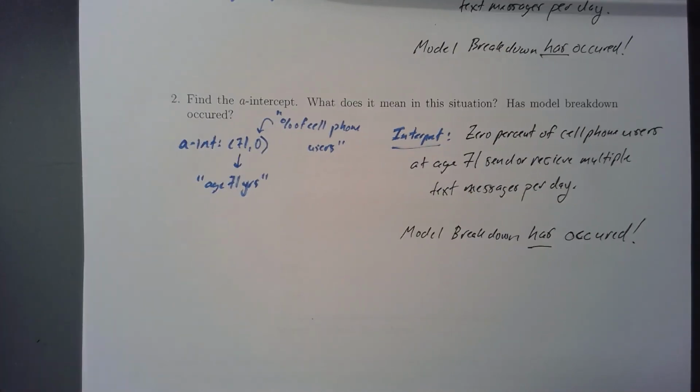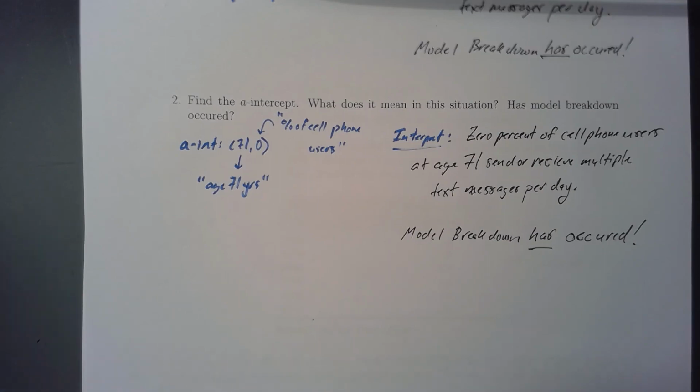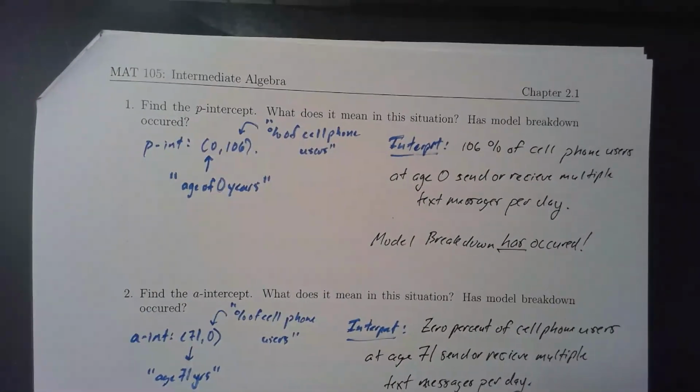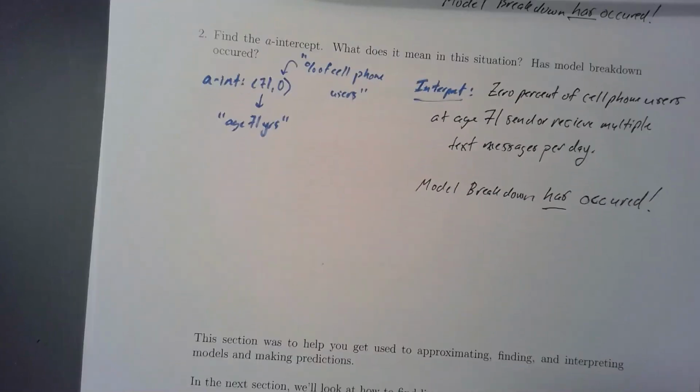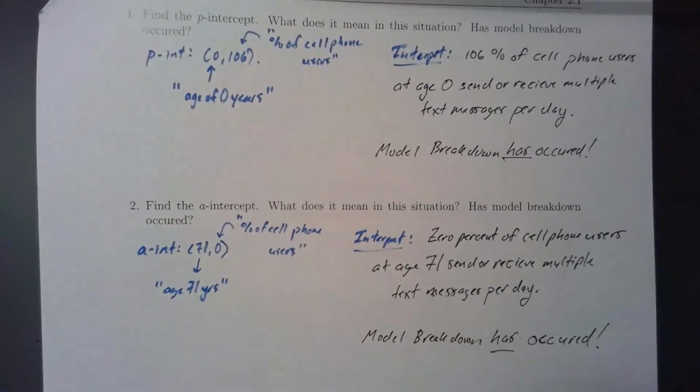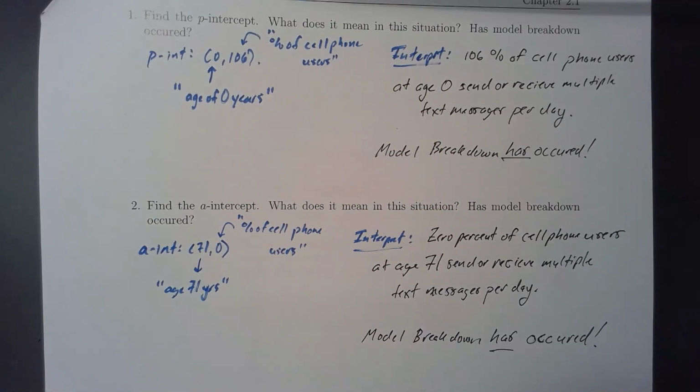Okay, so that is it for this section. It was a kind of lengthy section, but it's just the idea of making a scatter plot, understanding the process of modeling, choosing a good model, and making predictions of the model graphically.